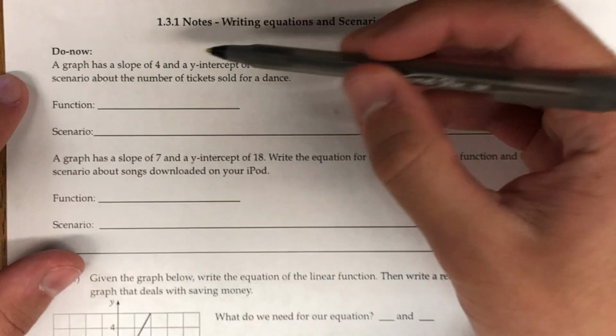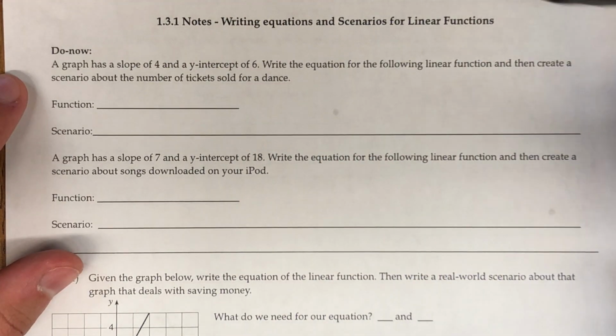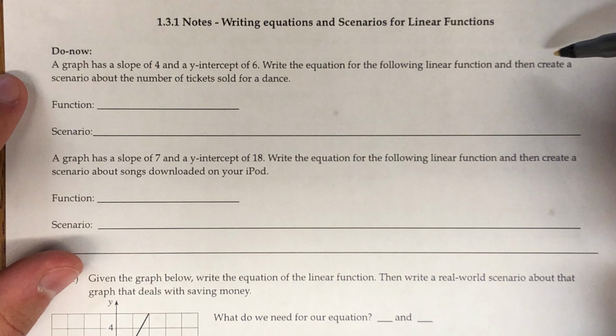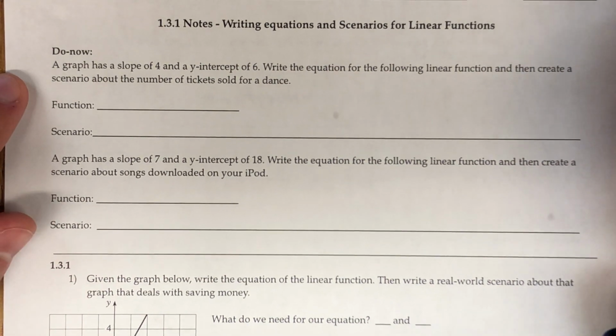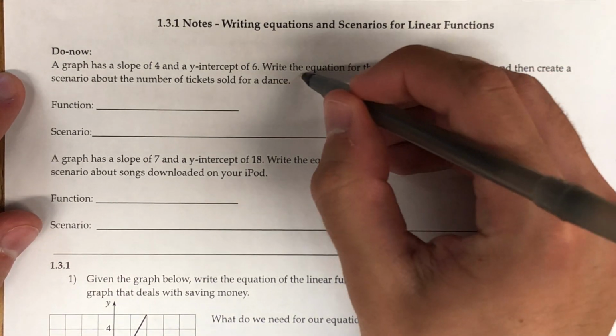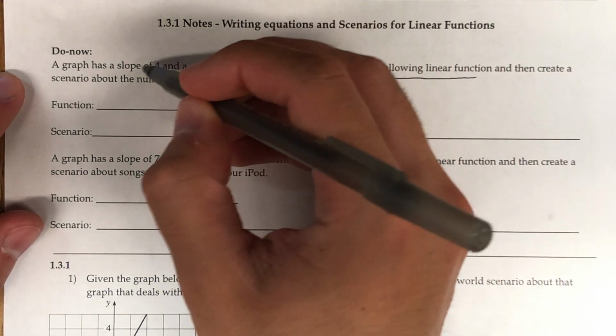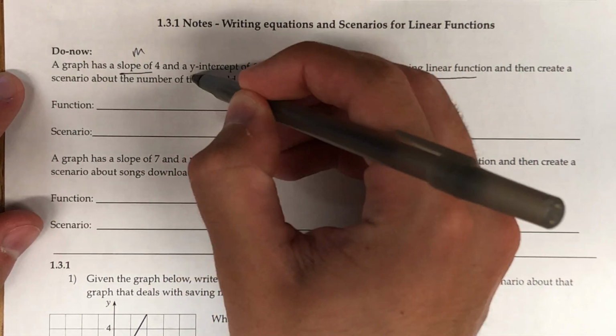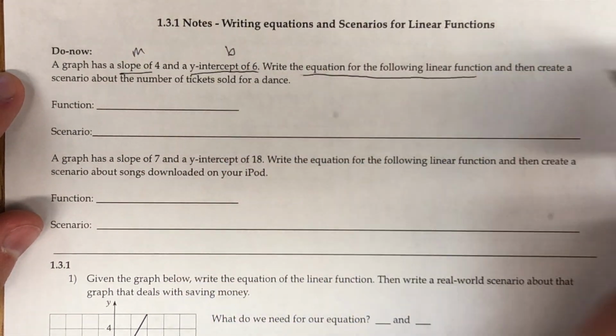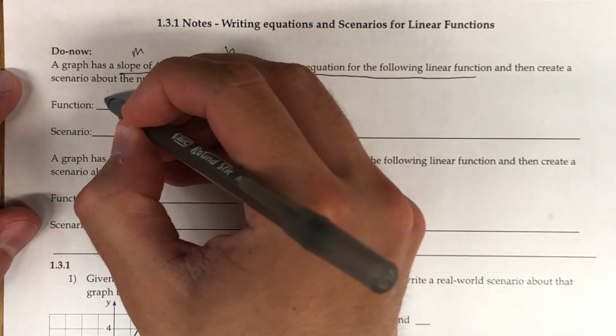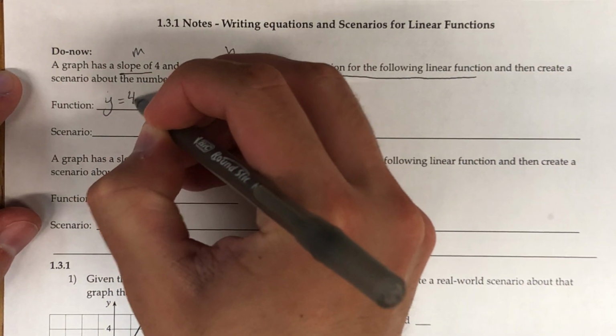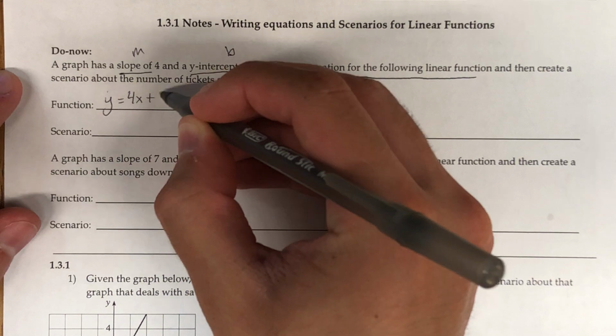All right. A graph has a slope of 4, y-intercept of 6. Write the equation for the following linear function. Then create a scenario about the number of tickets sold for your dance. So we'll start with writing an equation. We have a slope of 4, so that's our m. A y-intercept of 6, that would be b. So using slope-intercept form, we have y equals 4x plus 6.